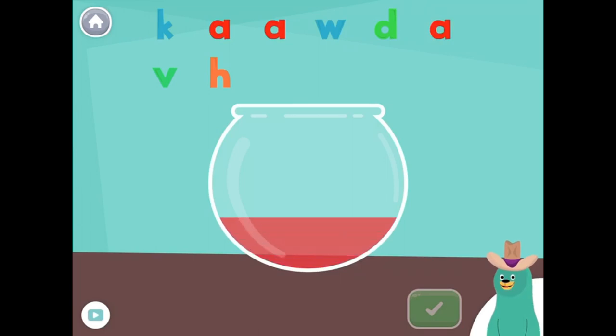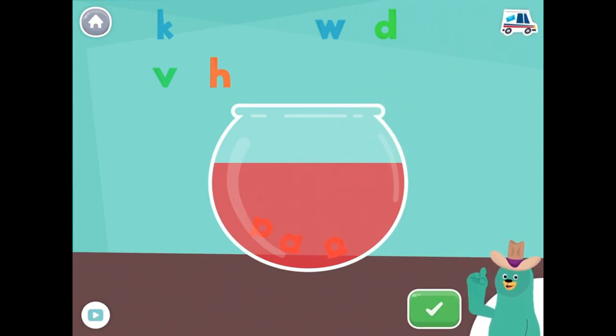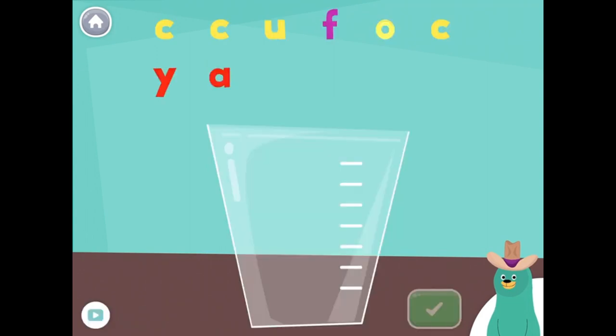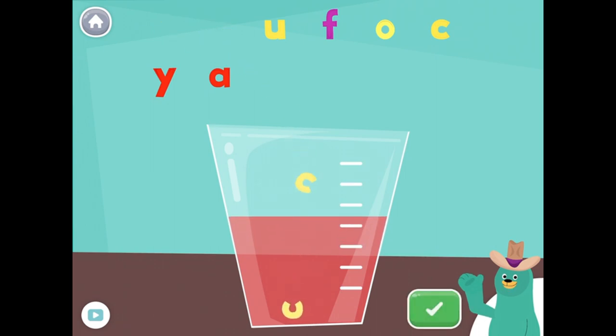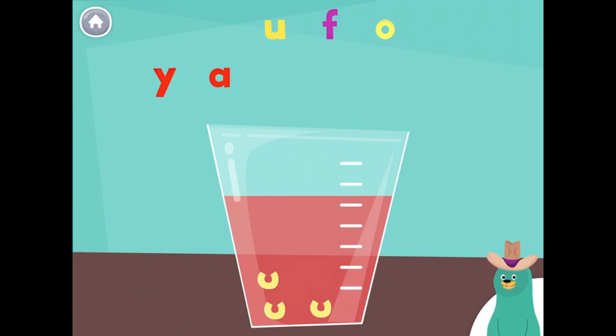Drag the letter A into the bowl. Ah. Ah. Ah. Great. You put the letter A into the bowl. Drag the letter C into the glass. Great! You put the letter C into the glass.